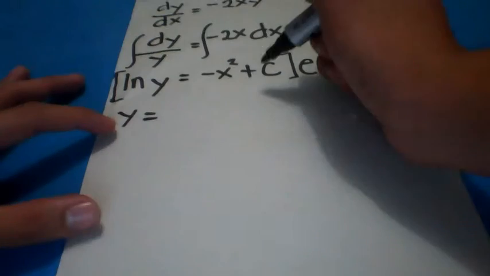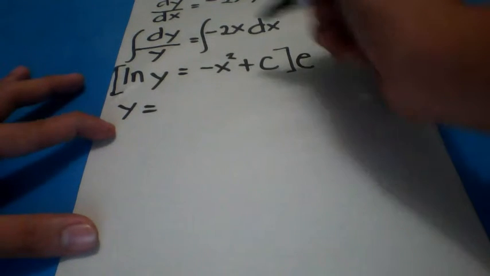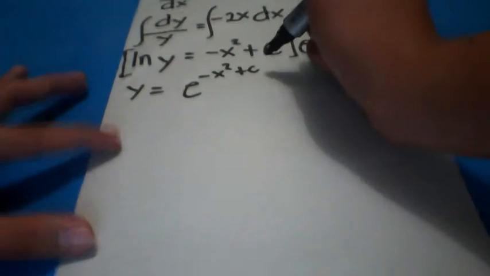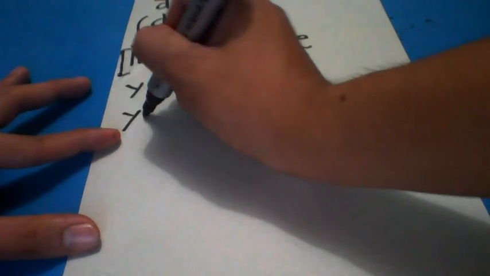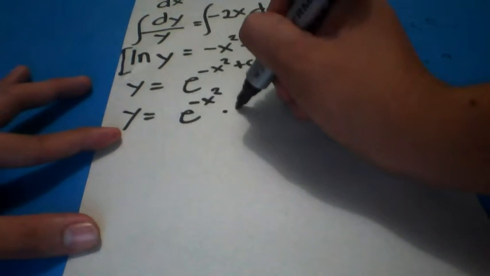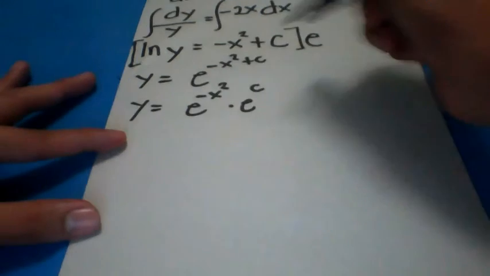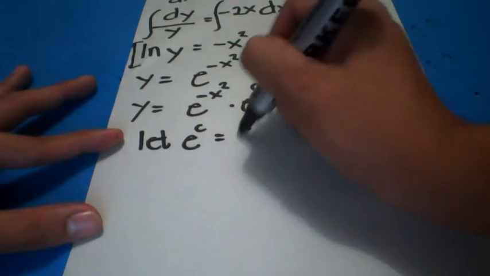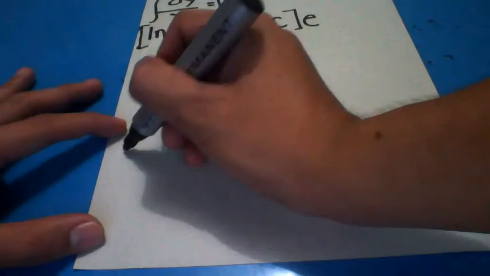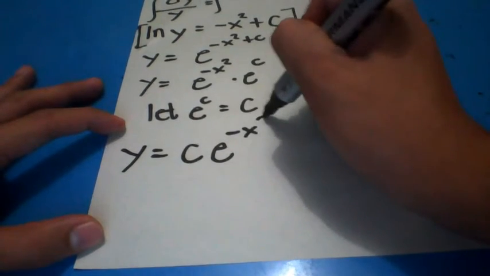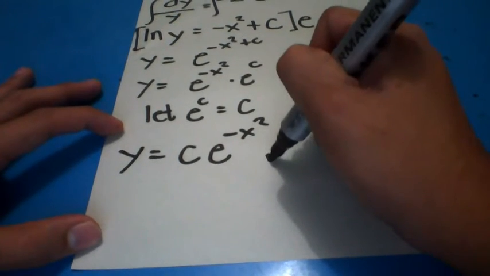The integral of 1 over y is ln of y, equal to the integral of negative 2x, which is x squared over 2, so cancel 2, so we have negative x squared plus c. Since we have ln, to remove ln, multiply both sides by e. So y is equal to e to the negative x squared plus c, or y equals e to the negative x squared times e to the c. We let e to the c be a constant, so our answer is y equals c e to the negative x squared. This is our final answer.